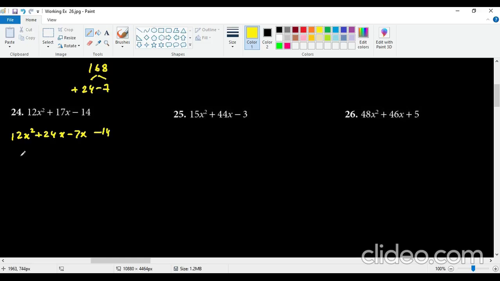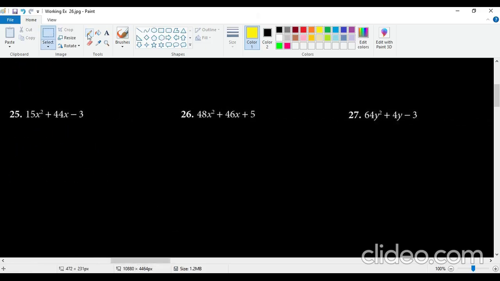Now in here I know very well 12x is common, and x plus 2 is going to be in one bracket, and minus 7 will be written like this. So 12x minus 7 in one bracket for question number 24, and x plus 2 in another bracket. Moving on to question number 25.